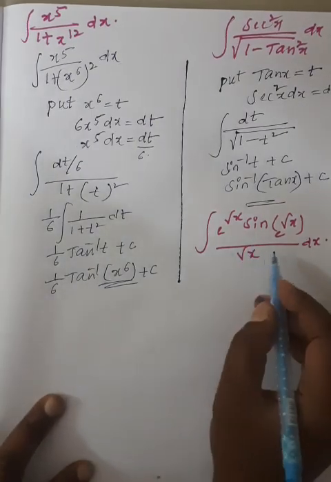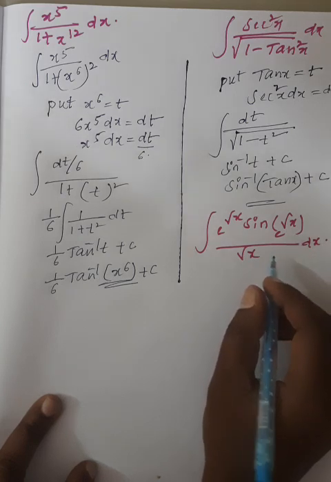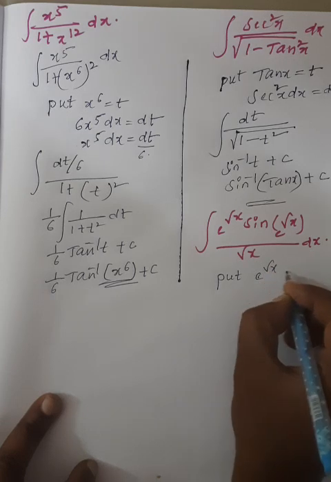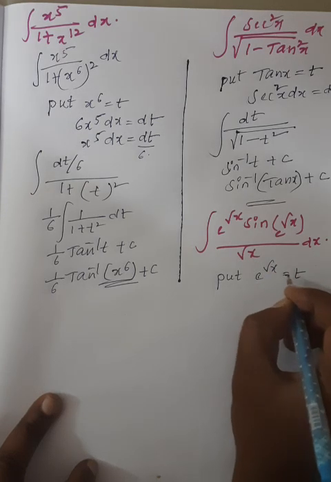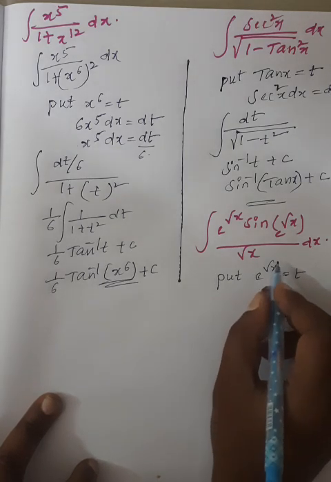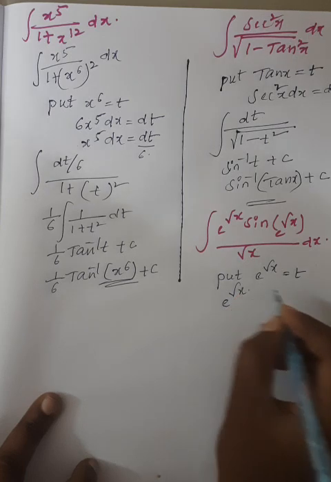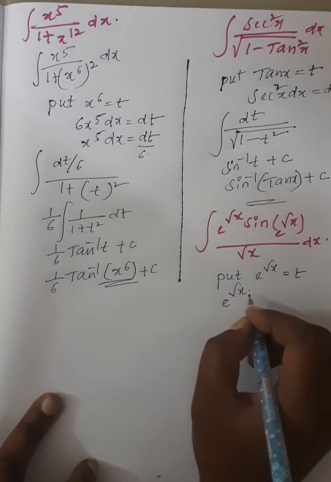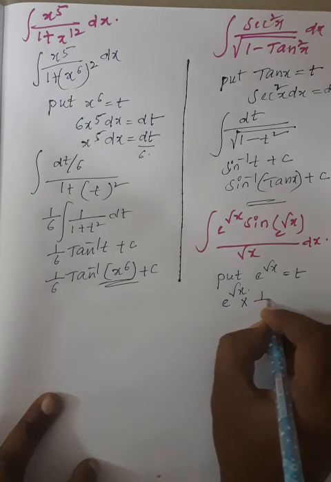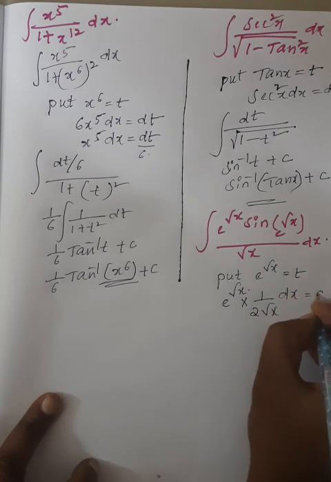Here in this question you have to consider e power root x is equal to t. So put e power root x is equal to t. Now we have to differentiate both sides now. E power root x is of the form e power x. E power x differentiation is e power x only, but it is not x, it is root x. Again we have to differentiate root x. So root x differentiation is 1 by 2 root x dx is equal to dt.